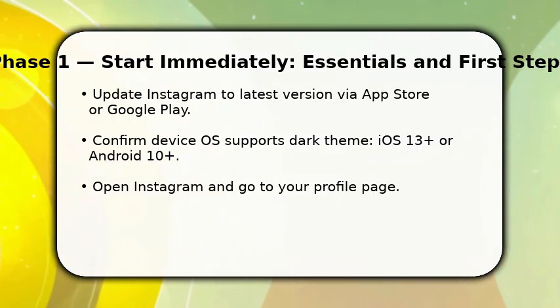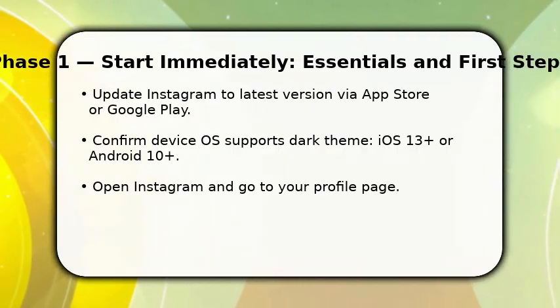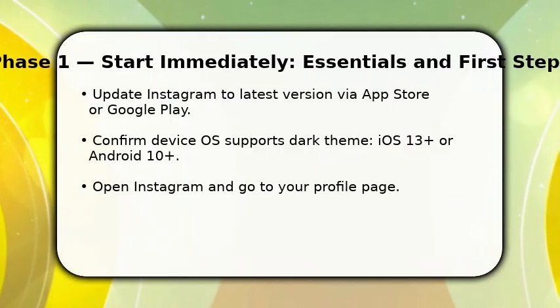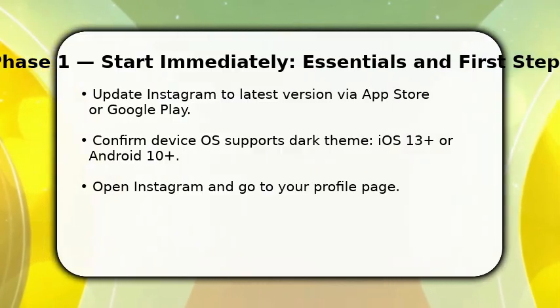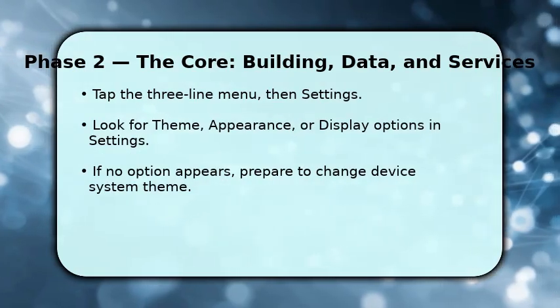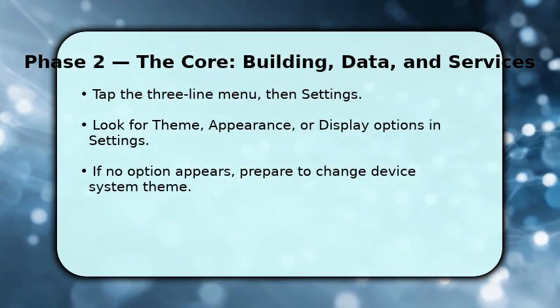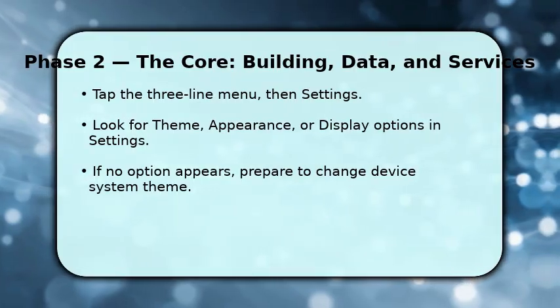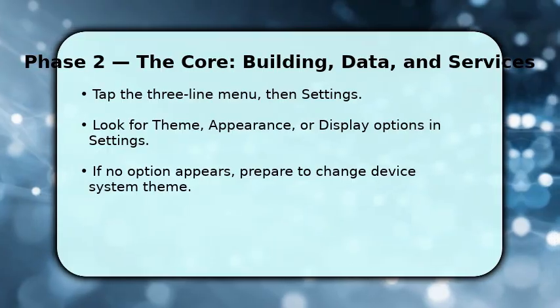Make sure you're signed in, otherwise sign in first. This gets you to the area where the theme controls live, so we can switch to dark promptly. You're in Settings now, so tap the three-line menu and choose Settings. Once inside, look for Theme, Appearance, or Display. Instagram sometimes lists theme control there.